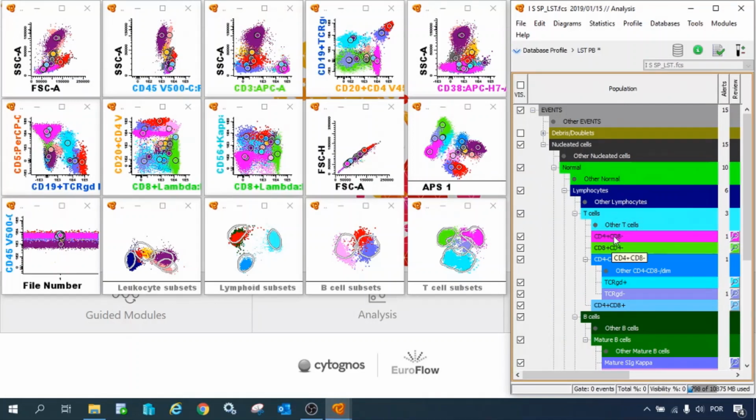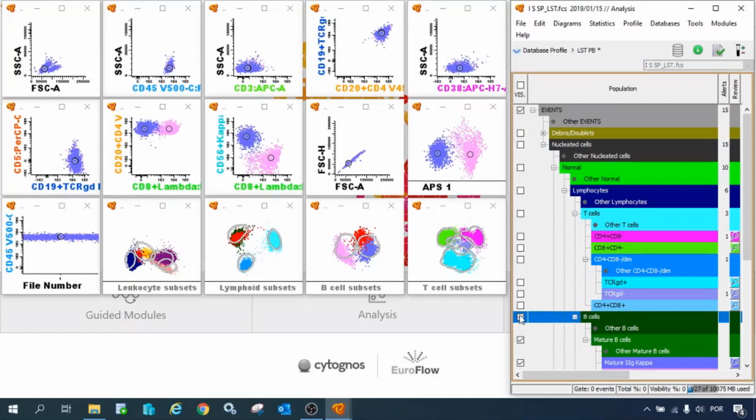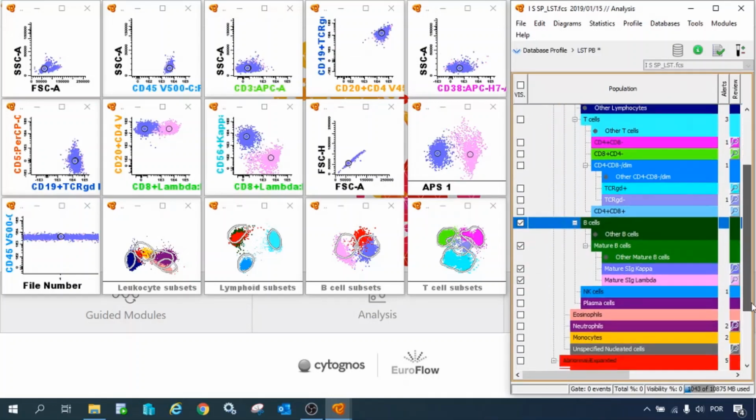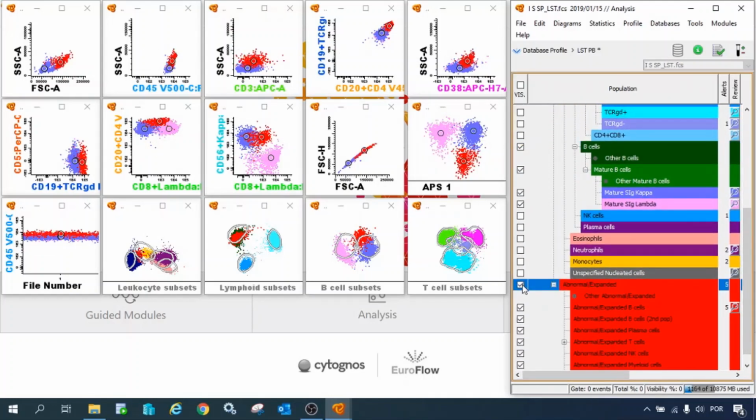Now, our analysis is complete, and as I told you previously, we can take away all the nucleated cells and then check the normal B cells and the population we've assigned as the abnormal expanded population, and you can see if you look at the APS, they are completely apart. So 3 different clusters. This cluster is completely apart.